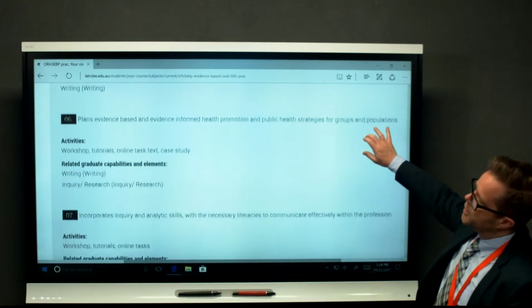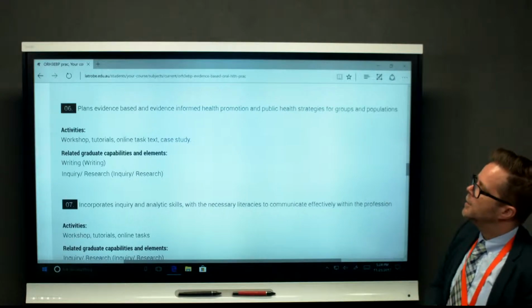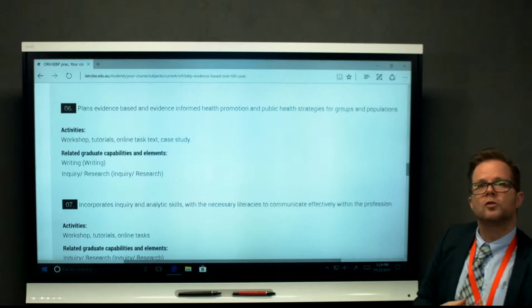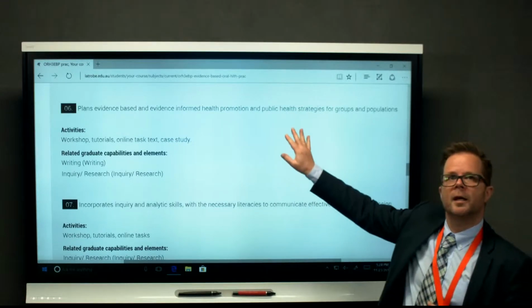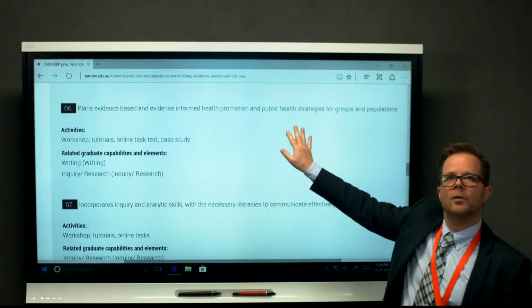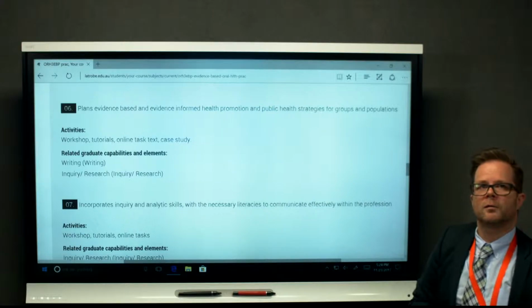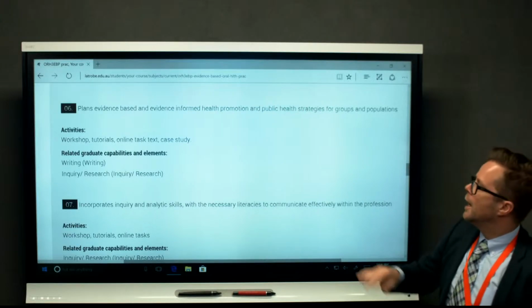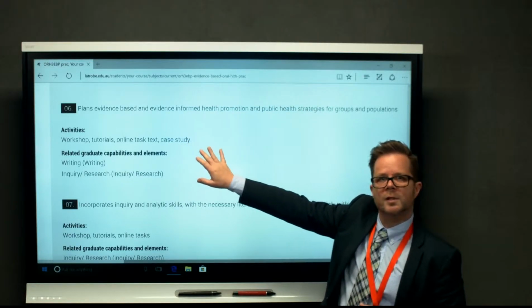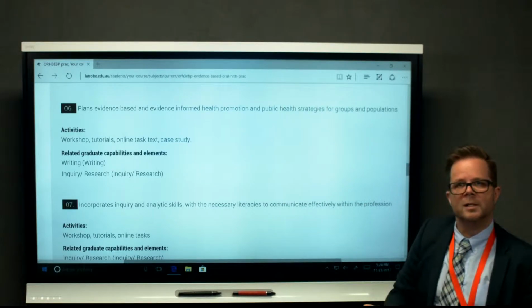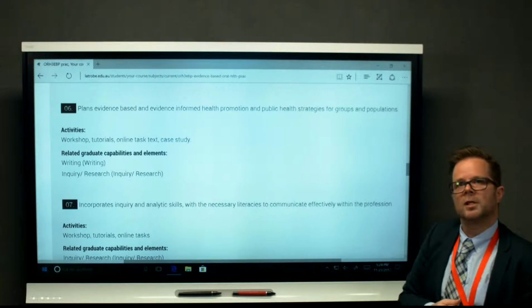We will also expect you to be able to plan evidence-based and evidence-informed strategies, and we've called them here health promotion and public health strategies for groups and populations, but they could equally be for individuals as well. And your case study, one of your assignments, will help you to really display that you have achieved this learning outcome.